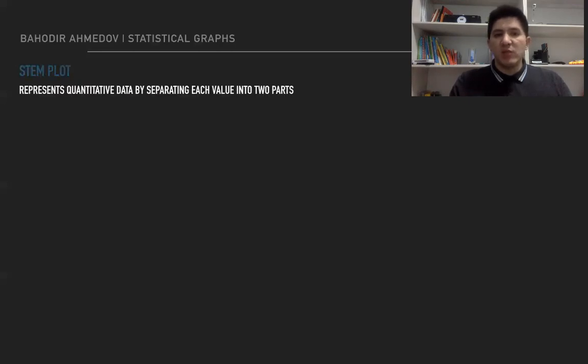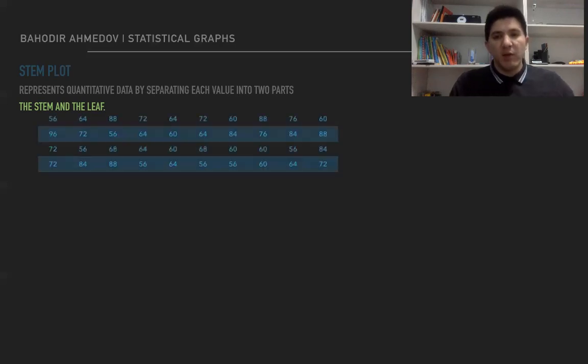There is another type of graph, which is called a stemplot, which represents quantitative data by separating each value into two parts: the stem part and the leaf part. I would like to explain what this means in the following example. This table contains the measurements of the pulse rate for 40 males. And I would like to write this down not into a standard frequency table, but into a stem table or stem plot.